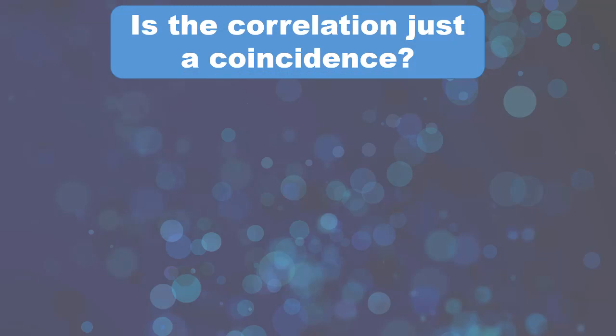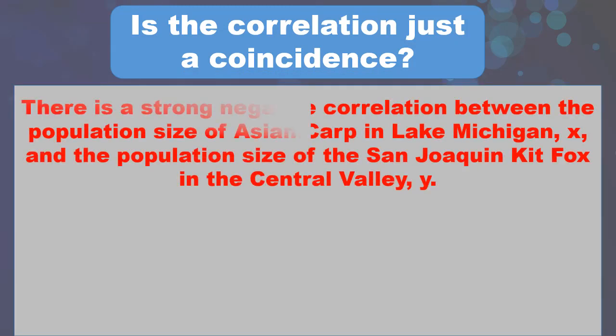The last example is: is the correlation just a coincidence? So there's a strong negative correlation between the population size of Asian carp in Lake Michigan, x, and the population size of the San Joaquin kit fox in the Central Valley, y.